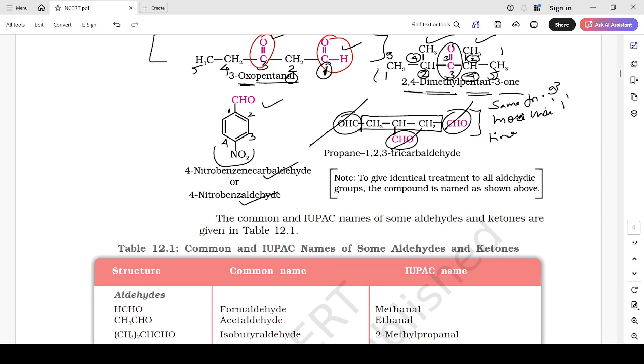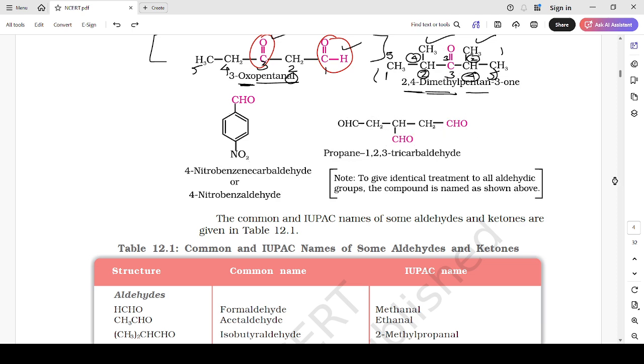When will I do this? Not just aldehyde, any molecule. When the same functional group is repeating for more than once, then I will not take it in the name. Look at what's happening. I'm taking this propane 3 carbon, 1, 2, 3, propane 1, 2, 3 tricarbaldehyde. It is carbaldehyde, right? So I call it tricarbaldehyde.